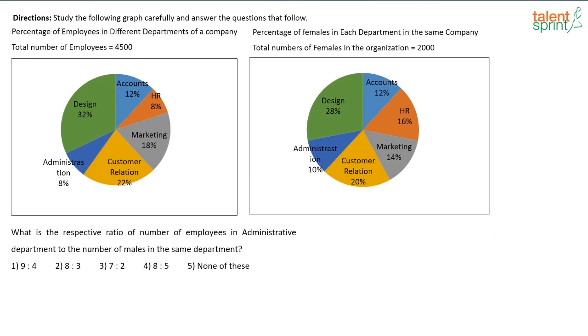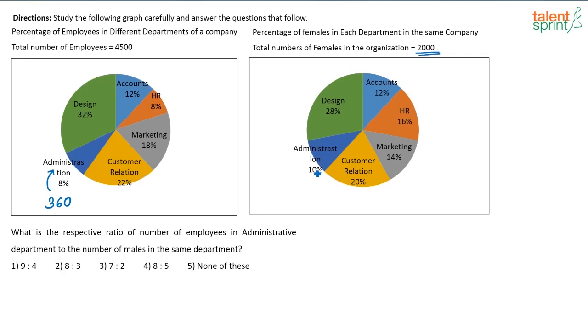Next. What is the respective ratio of the number of employees in the administrative department to the number of males in the same department? So how many employees are there in the administration department? Totally 4,500 are there. Out of that 8% are in the administrative department. Now what is 8% of 4,500? 45 into 8. What is 45 into 8? 360, correct? So 360 employees are there in the administrative department. Now we have to find out how many males are there in the administrative department. See, out of this total 360 employees, how many females are there in administrative departments?